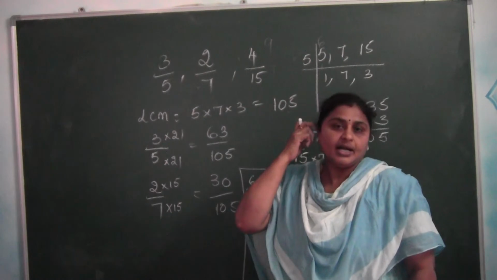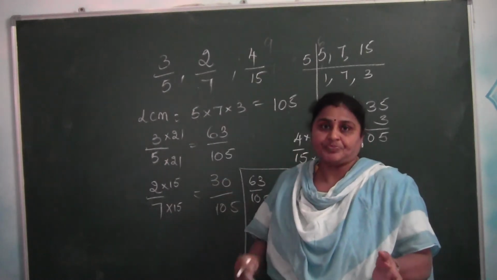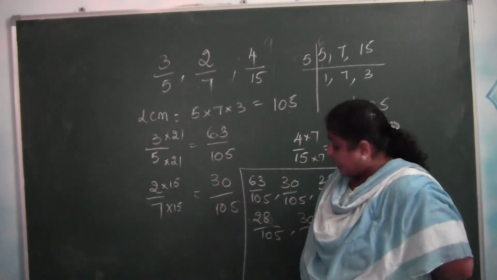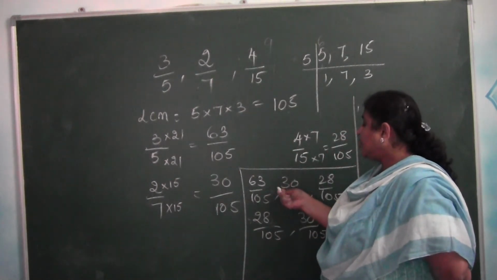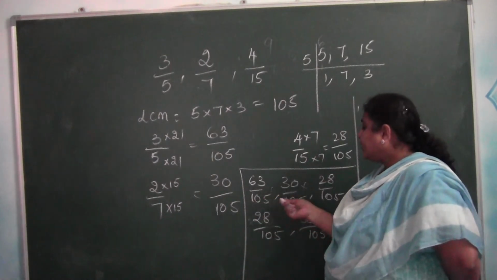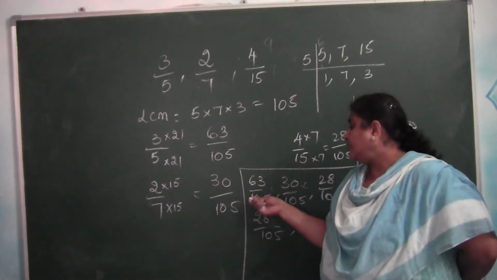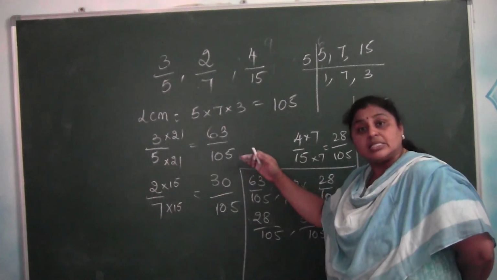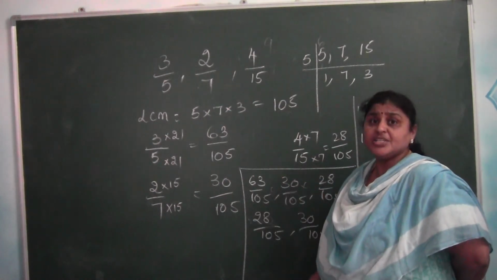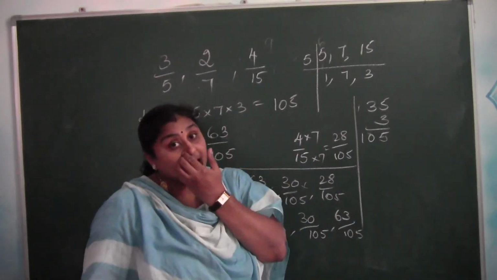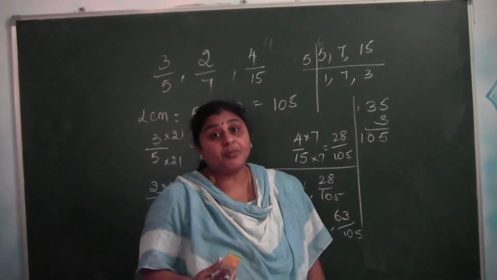Got it children? Now if you are adding, you take the common denominator and we will add up the numerators. The procedure is the same. Okay children? Okay. Now let us add the fractions. Should I explain any other problem?